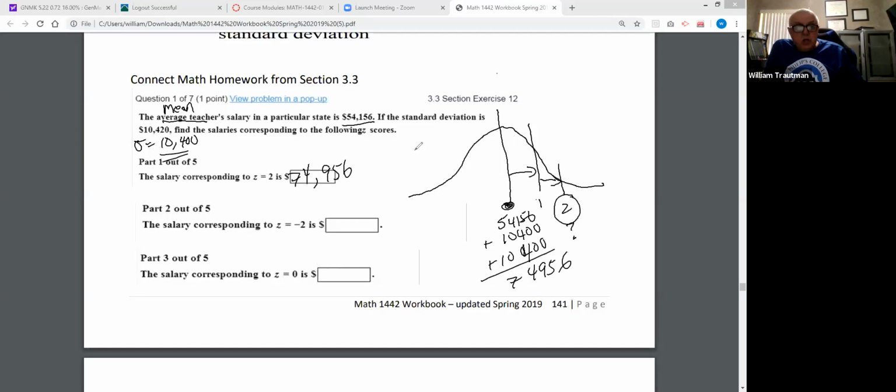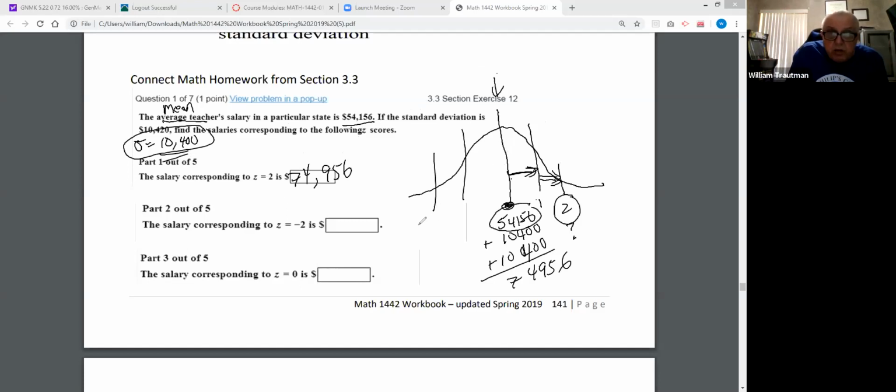Okay, so if my mean salary, the middle salary, is 54,000, and I'm asked to find the salary for a z of 2, I have to add 2 standard deviations. Well, one standard deviation is 10,400, so you have to add that twice. And this is the z of 2, 74,956. Now, what about a negative 2?